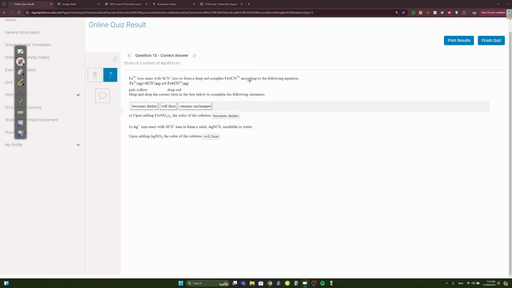Same reaction here. Upon adding FeNO3, what will happen to the solution? Again, this time they gave you colors. When you add FeNO3, what's going to happen to the solution? If you add FeNO3, that means you're increasing Fe, right? To counteract this, the system has to decrease Fe. To decrease Fe, we're going to move away, so we're going to go to the products. So we're going to go forward. If we're going forward, it's going to become darker, deeper.